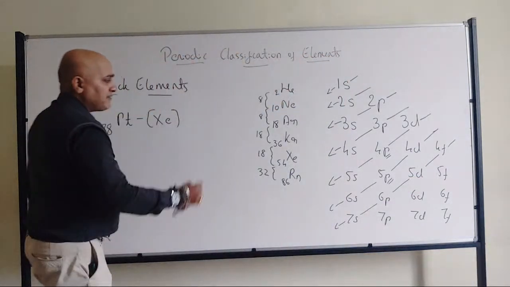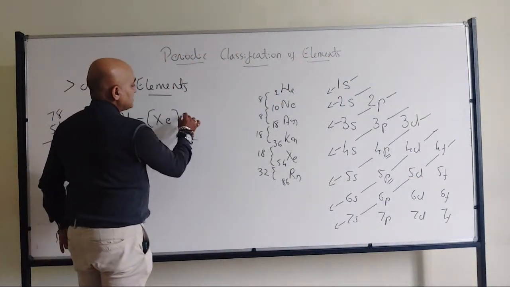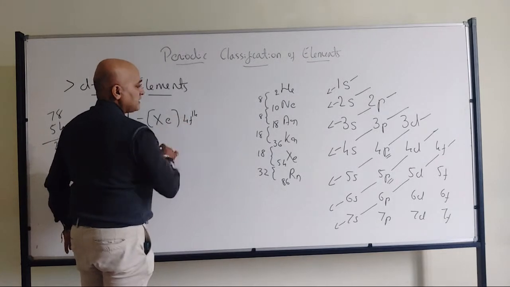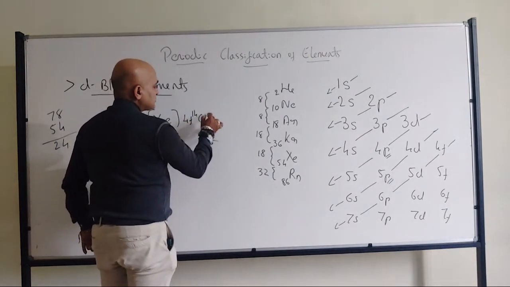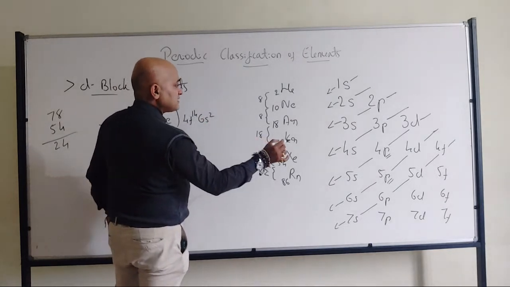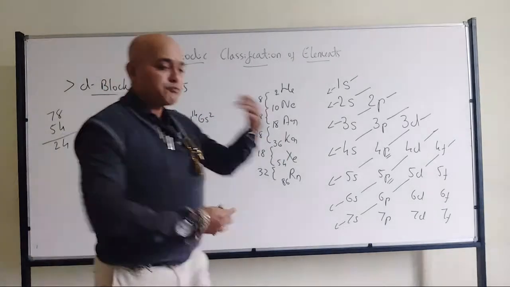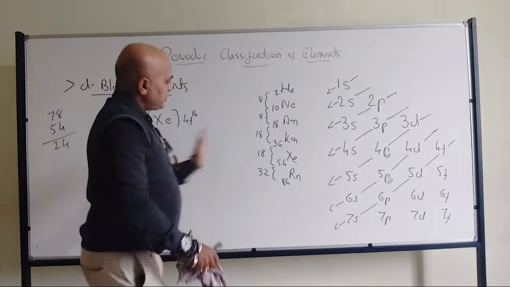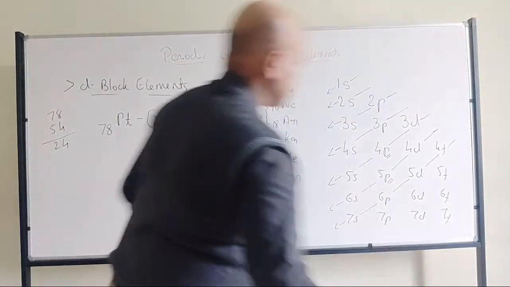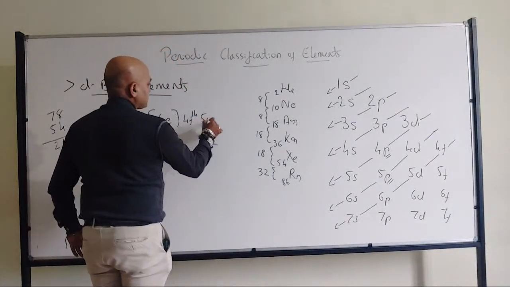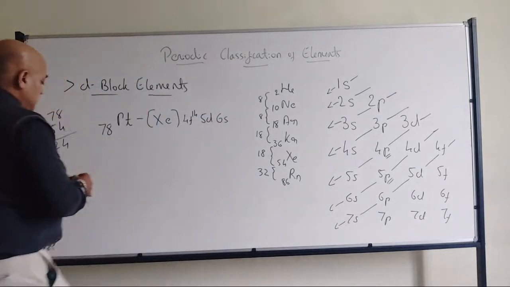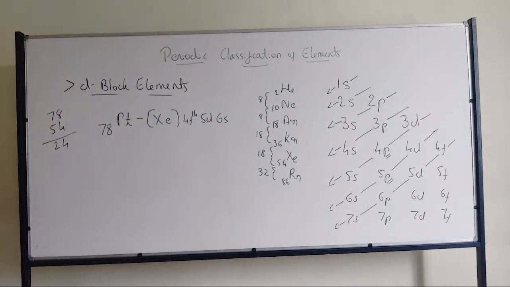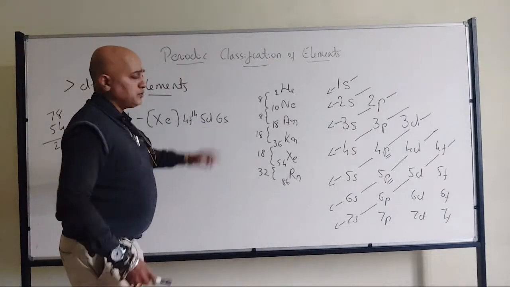So therefore I will write with the lower number first. That is 4f14, then 6s2. Then 5d. 6s I will put outside. We'll start with the lower numbers 4, 5 and 6. So 5d, then 6s. Now 14 electrons among 24 are consumed. That means the leftover is 10. Now those 10 electrons have to be distributed over here.